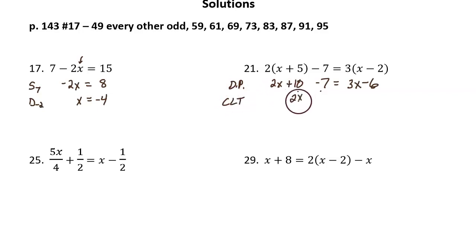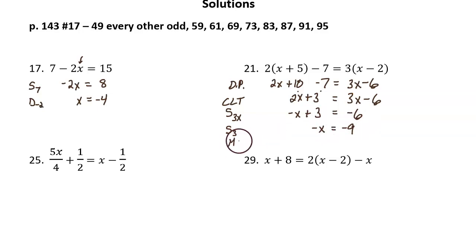Then we could do combining like terms on those two. So this is 2x plus 3, and that's equal to 3x minus 6. Let's collect the x terms on the left side by subtracting 3x from both sides. 2x subtract 3x is negative 1x. On the right side, only the negative 6 remains. Now subtract 3 from both sides. Negative x equals negative 9. Finally, multiply both sides by negative 1, and x will equal positive 9.